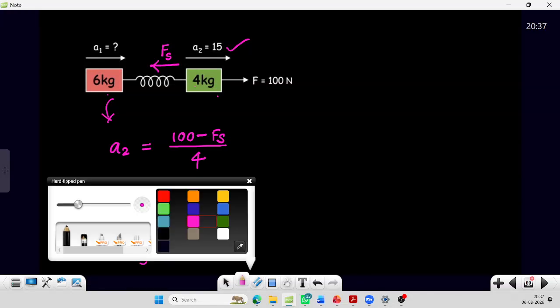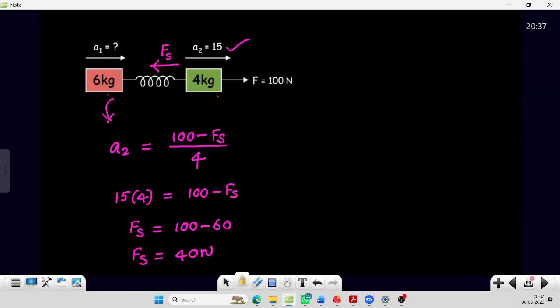Now, because of this 40 newtons of spring force, the 6 kg block also will move. On the 4 kg block, the spring force is in this direction, and on the 6 kg block, the direction of spring force is in this direction. Spring force is always within the spring only. So here at this location, the spring is the right side part. Here only is the spring force, Fs. We got equal and opposite forces.